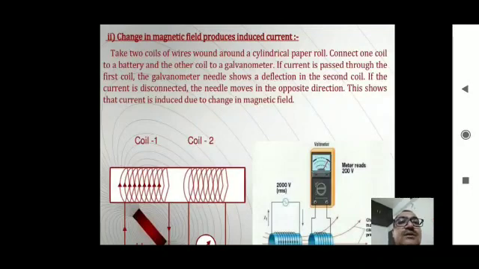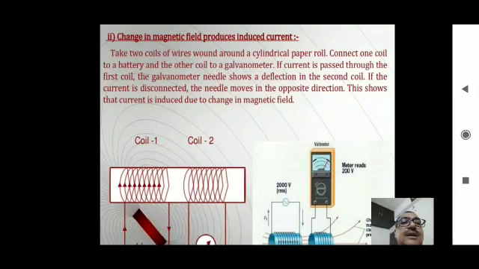So for that, take two coils of wire wound around a cylindrical paper roll. Connect one coil to a battery and the other coil to a galvanometer. If current passes through the first coil, the galvanometer needle shows a deflection in the second coil. If the current is disconnected, the needle moves in the opposite direction. This shows that current is induced due to the change in the magnetic field.